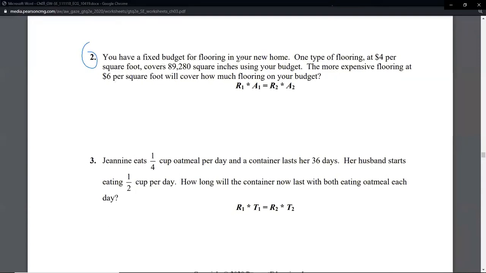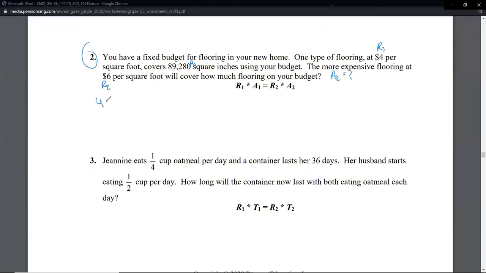So the $4 per square foot, that's the first rate. How do I know it's a rate? Because it has the word per, it's got two different types of units. Then A1, that's the area, that's A1 there. The more expensive flooring is $6 per square foot, that's the second rate. How much flooring will we cover? Well, that's A2. So we just jam those numbers in the formula.